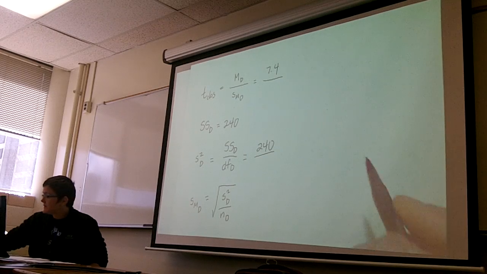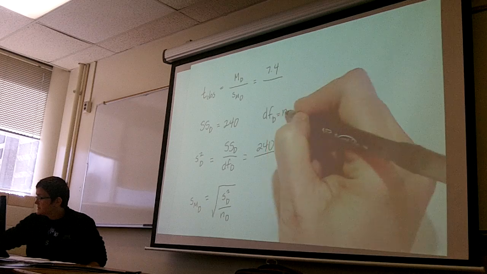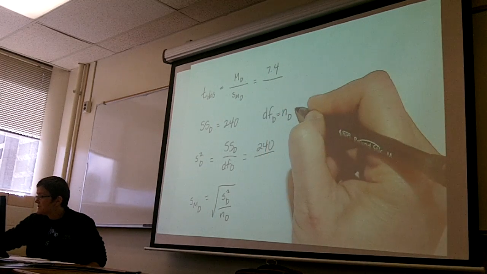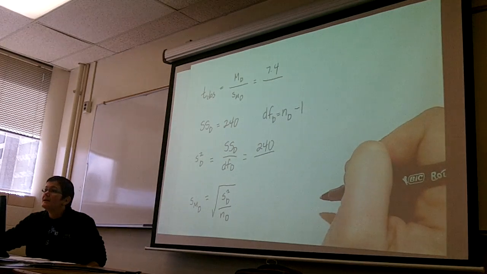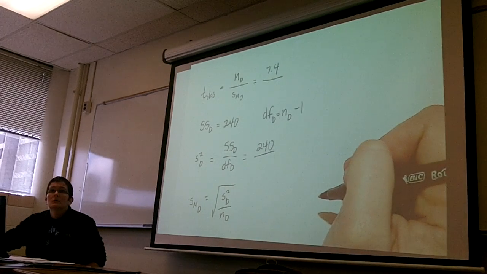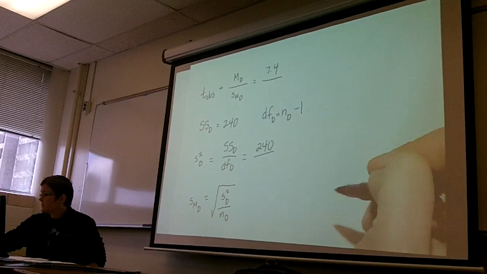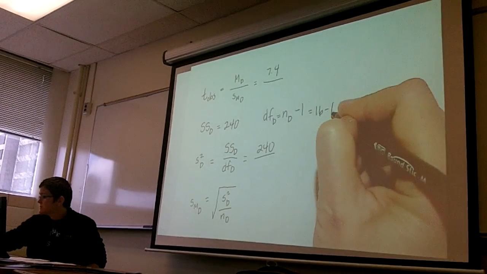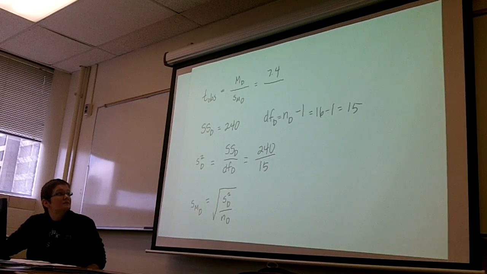Degrees of freedom of the difference is going to be the sample size for the different scores minus 1. And how many scores are you going to have in that sample of different scores? 16. Right? Because there's a different score for each person in the study. So that's going to be 16 minus 1, that's going to be 15. So now you know the degrees of freedom of the difference is 15.